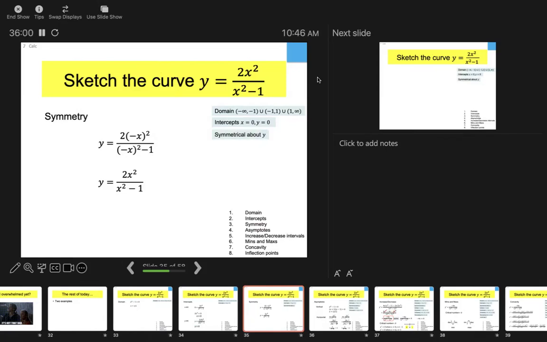When it's both. If I were to factor out a -1 from the answer, I'm still going to plug in negative x, but if I factor out a -1 and then it turned back into the original function, then it would have origin symmetry. Periodic symmetry is when we're going to have a trig function.